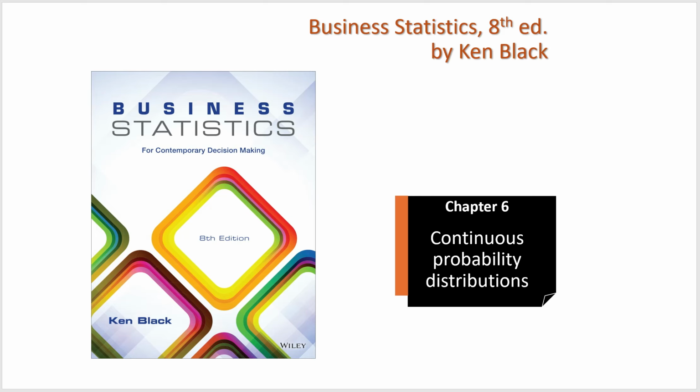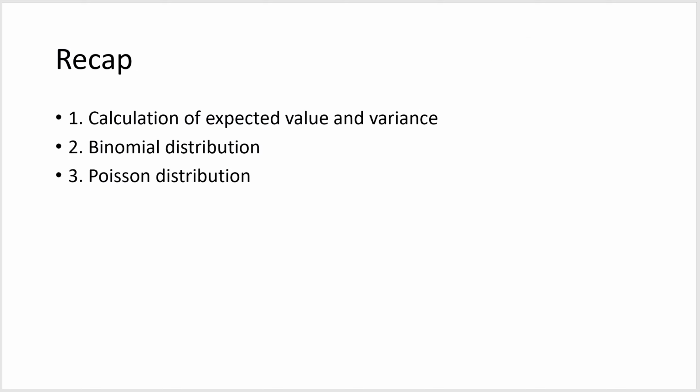Hi, welcome to week 6, chapter 6 of quantitative methods. Today we will cover continuous probability distributions. Last time we covered discrete ones. So just a quick recap. Last time we studied binomial distributions and Poisson distributions. They were rules which warranted which ones to use.